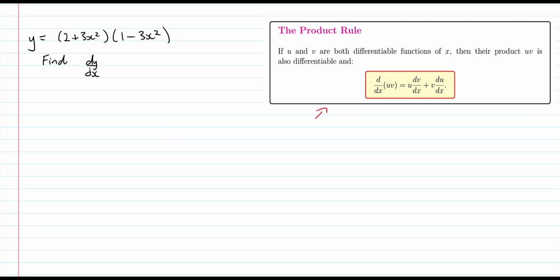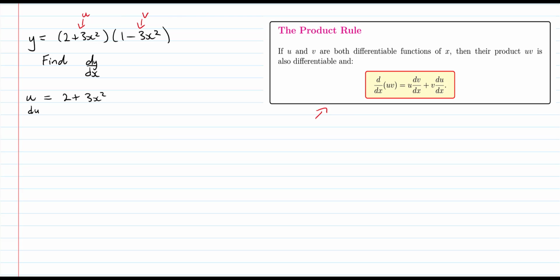So if we look at our function here, we've got y is equal to (2 plus 3x squared) times (1 minus 3x squared). So if we let this part equal u and this part here is equal to v, then we have u is equal to 2 plus 3x squared.